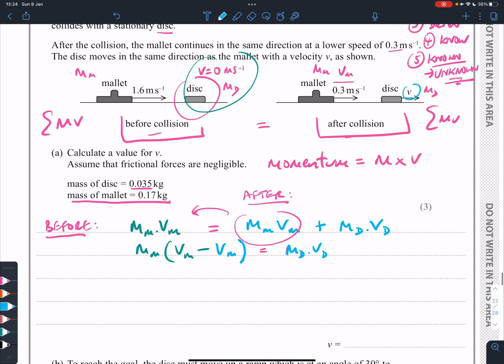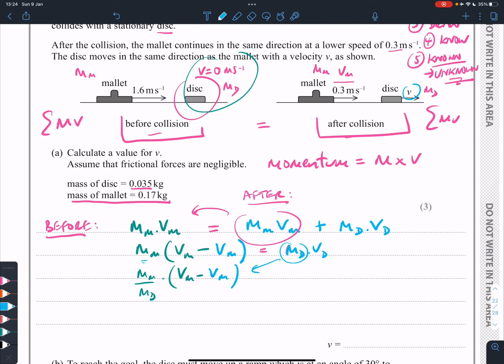So I moved that and I took m outside. And then I'm going to get rid of this guy, move that over to the other side, and so I'll have the mass of the mallet divided by the mass of the disk times the initial velocity of the mallet minus the new velocity of the mallet. I'm just going to keep that in blue so it's kind of obvious that it's different.